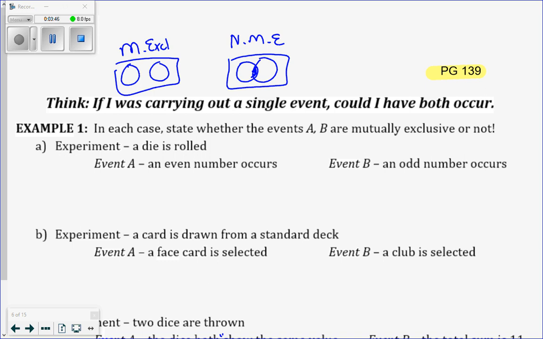So the experiment is you're going to roll a dice. Okay, so the outcomes would be 1 to 6. Event A, an even number occurs. Event B, an odd number occurs. So is there any overlap between those two events? No, there's no overlap. So an even number would be rolling a 2, 4, or a 6. An odd number would be rolling a 1, 3, or 5. So there is no overlap. So these are mutually exclusive because there's no overlap.